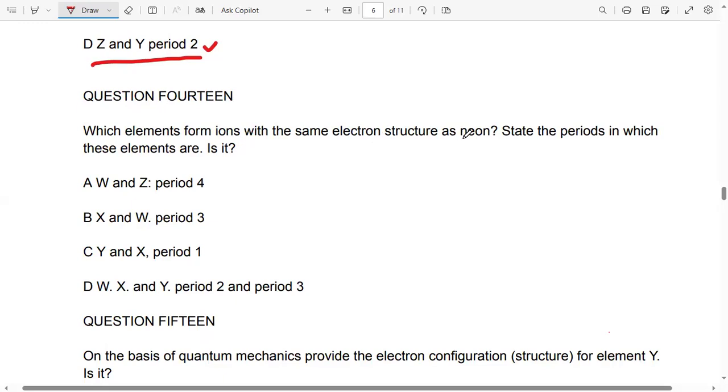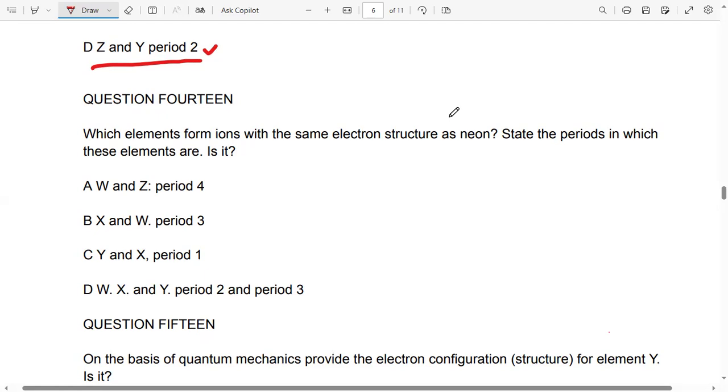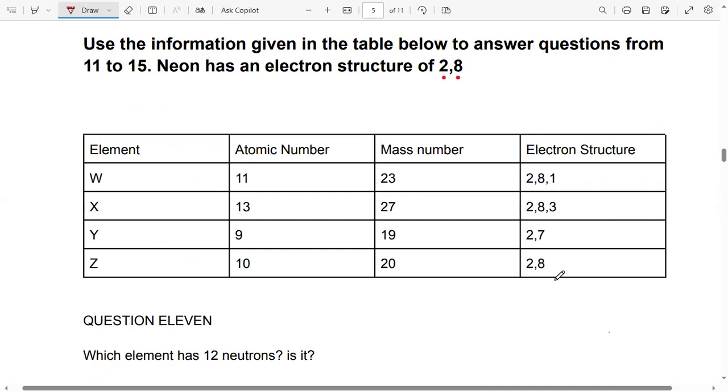Then state the periods in which these elements are. So which ones form the same electronic structure as neon? Meaning that when those elements are ionized, when you go to this table here, which of these elements will have a similar structure to 2,8 when they gain or lose electrons? We see that this Y here is only lacking one electron, so it will gain one electron and then it will have 2,8 when it becomes an ion.